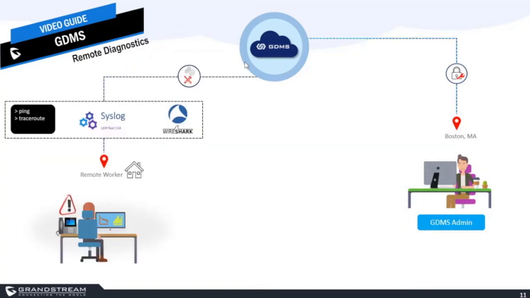Troubleshooting issues has become more convenient with GDMS. The diagnostic tools allow administrators to check devices for issues, obtain network captures and syslog, and conduct pings and trace routes from the GDMS interface without the need to log in to the web interface of the physical phone.